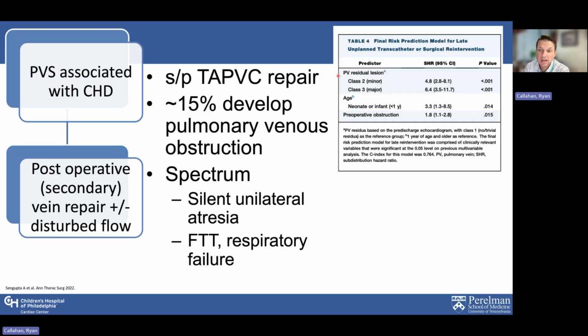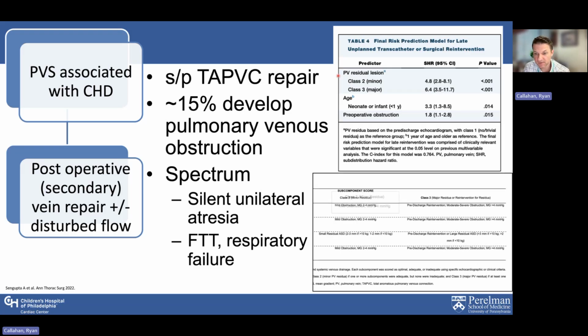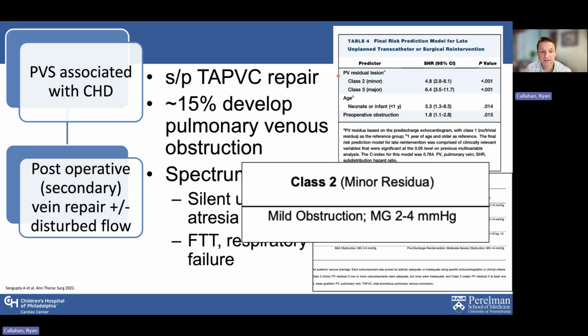Other risk factors are if they're repaired quite young, as a neonate or infant, which is the most common time these days, or if they have residual defects after the repair. So even right after the surgery, they still have obstruction within their pulmonary veins, and that's an ominous sign for a potential issue in the future.